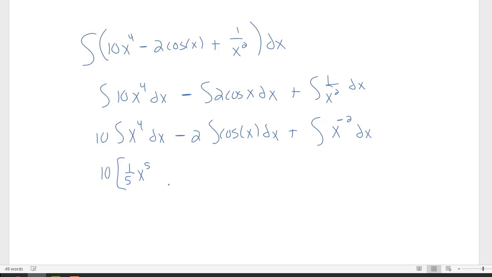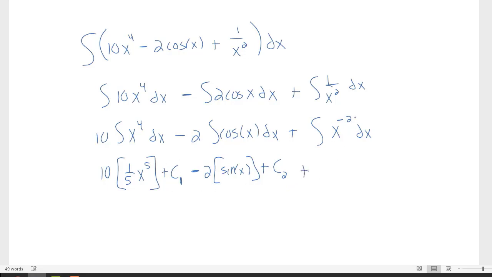And technically there's a plus c that we get here. I'm going to call it c1. And then we have minus 2, and the integral of cosine is sine of x. And again, technically we get a constant of integration there as well. I'm going to call it c2 because this constant could be different from that constant.